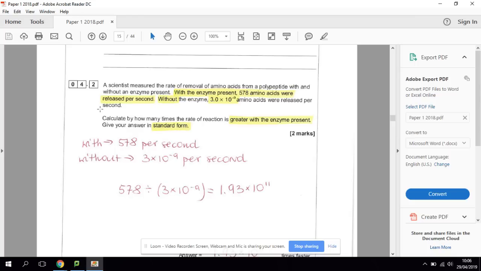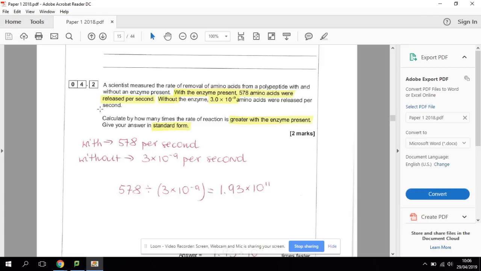and without enzyme present. So with the enzyme present, 578 amino acids were released per second. Without, 3 times 10 to minus 9 were released. So of course here there is a huge difference between them because we know if the enzyme is present, the reaction will go faster, as we explained in the question before why.